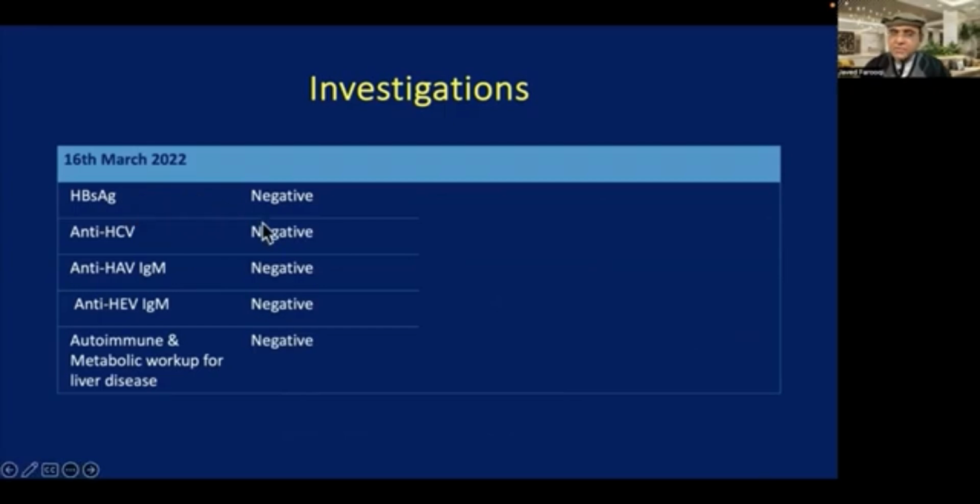Her HBs antigen was negative. Her anti-HCV, when done, was negative as well. Her hepatitis A and hepatitis E IgM antibodies were also negative. And the autoimmune profile and metabolic workup for liver disease were also negative. So she presented with acute hepatitis, but her virological profile, HBs antigen, anti-HCV, anti-HAV IgM, and anti-HEV IgM were negative, along with negative autoimmune profile and metabolic workup. So this is the case history.